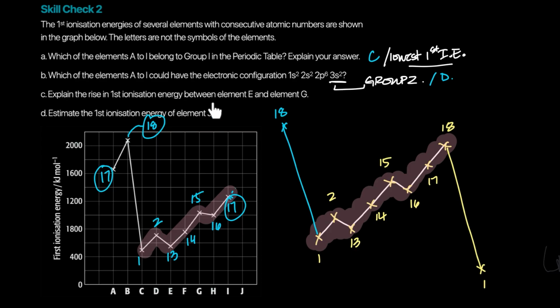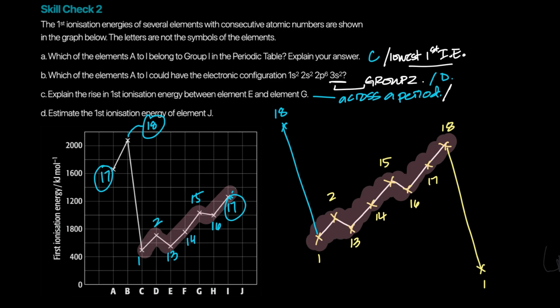Then explain the rise in first ionization energy between elements E and G. Well, E and G, or C to I, anywhere across this line, there is a rise because it is across a period. So, why is there a rise across a period?